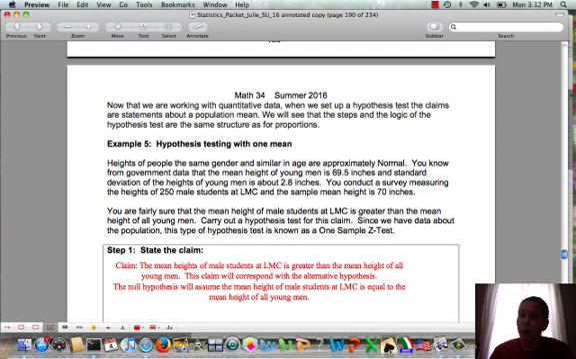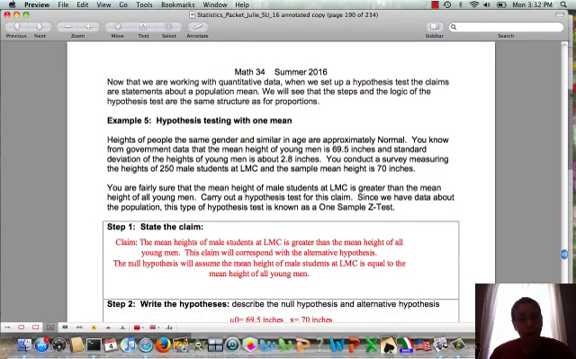So now that we're working with quantitative data, we're going to set up hypothesis tests to test claims about the population mean, because that's our quantitative value that we're investigating. Previously with categorical data, we looked at proportions, so now we're moving into looking at means, and so our hypotheses will be all about testing the means.